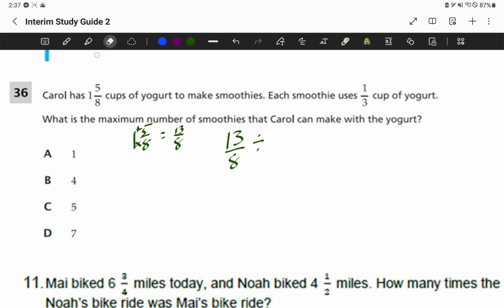So divide by 1/3. So keep, change, flip. And so we keep this the same, change it to multiply, and flip it to 3/1.